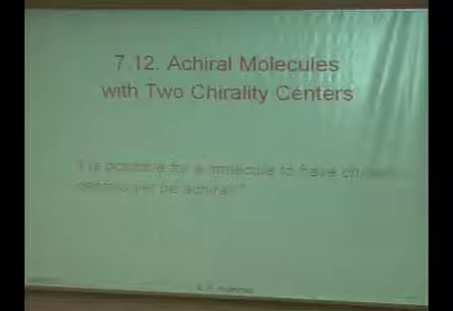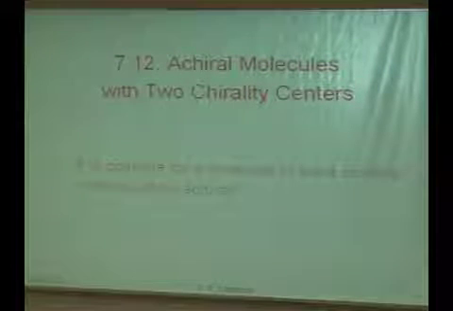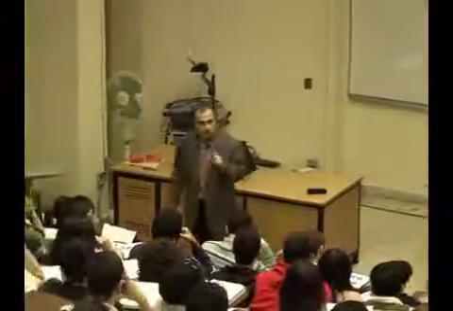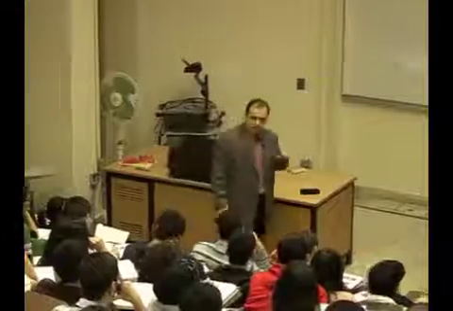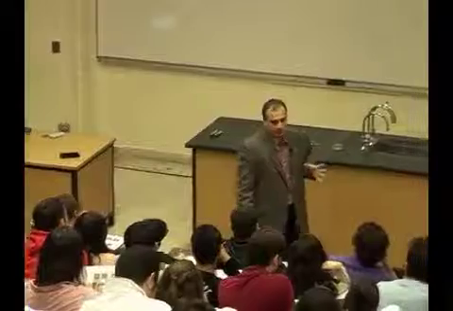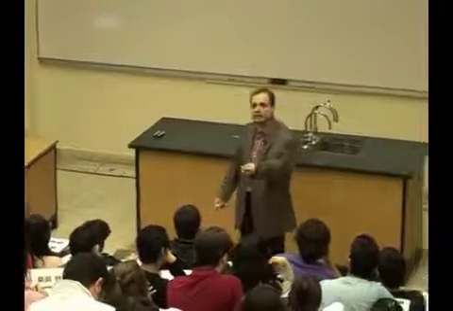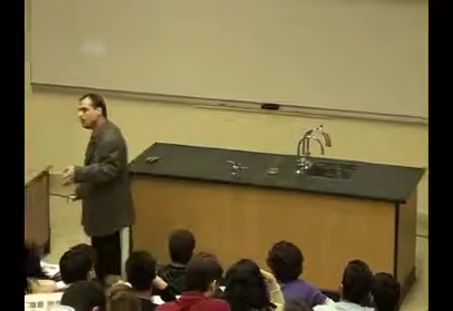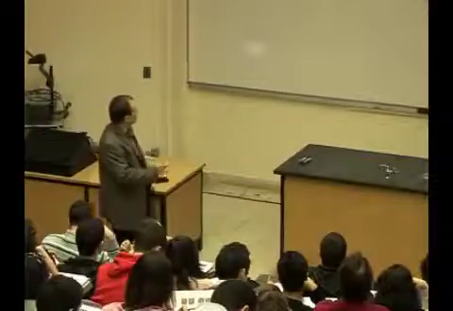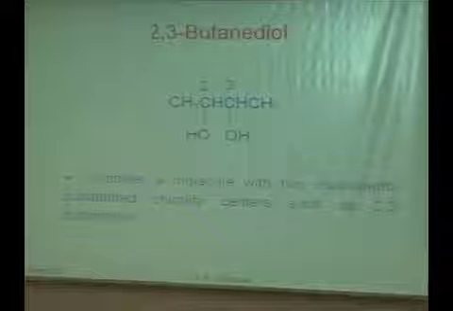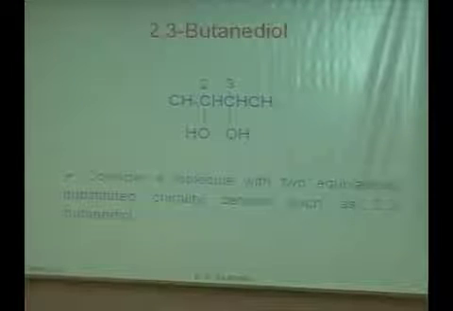Now, earlier in this chapter, we said, if you have a molecule with one chiral center, the molecule must be chiral. But we said, if a molecule has more than one chiral center, it might be chiral or it might be achiral. Well, basically, you need to find whether the molecule has a plane of symmetry or a center of symmetry. If it has a plane of symmetry or a center of symmetry, then the molecule will be achiral. For instance, let's look at 2,3-butanediol and find out how many stereoisomers we have in this molecule.